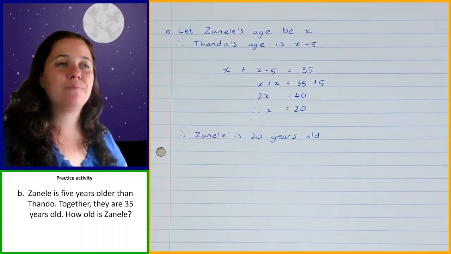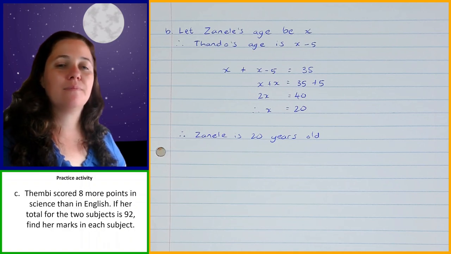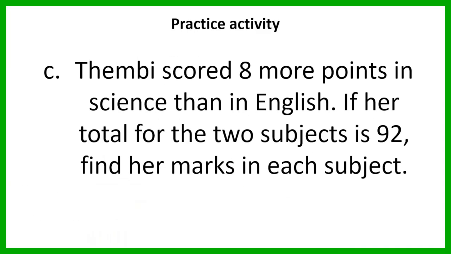Question C. Here we've got Tembi, who scored 8 more points in science than in English. If her total for the two subjects is 92, find her marks in each subject. Okay. So once again, I'm going to give you 2 minutes to try and solve this problem.